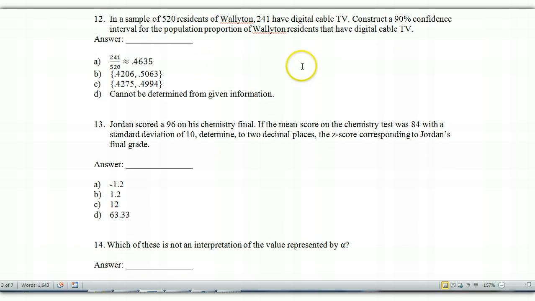Alright, this will be the last one for part 1. In a sample of 520 residents of Wallington, 241 have digital cable TV, and we want to construct a 90% confidence interval for the population proportion of Wallington residents that have cable TV.